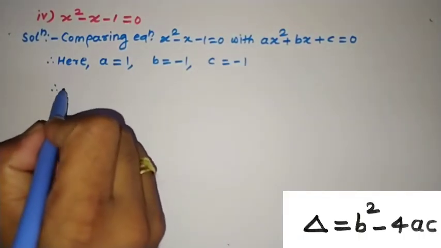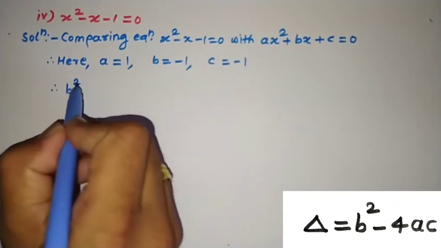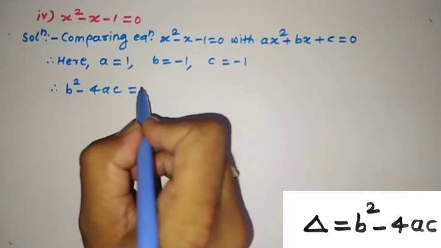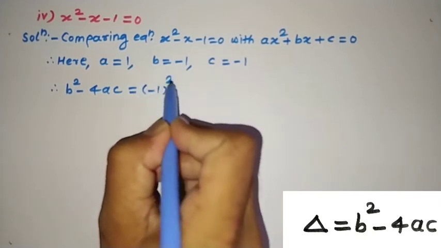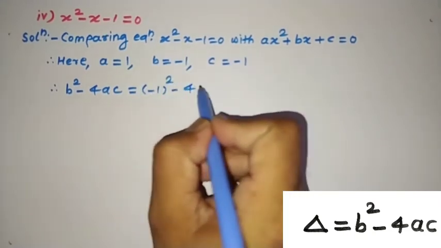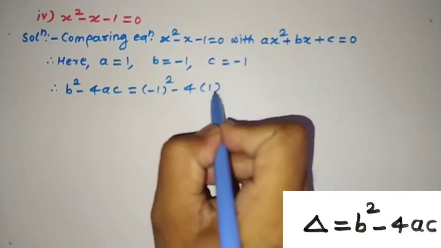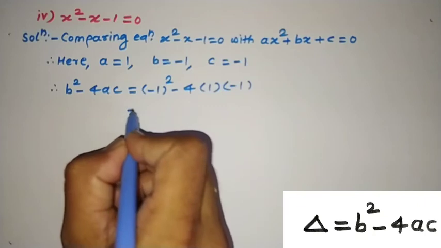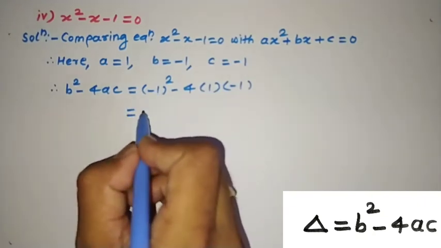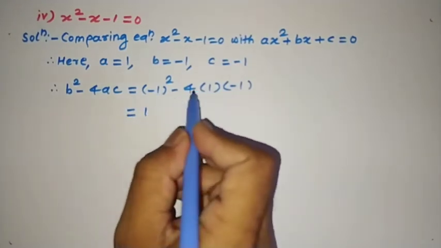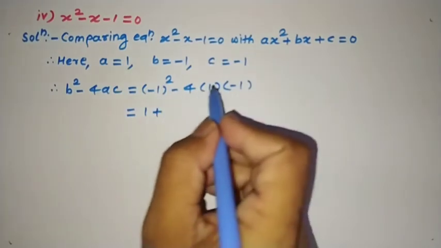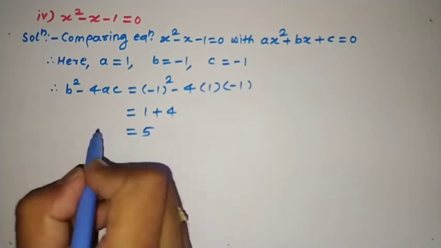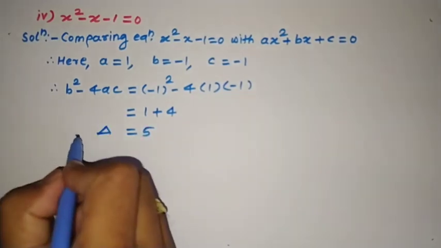Find the value of the discriminant. b square minus 4ac is equal to, the value of b is equal to (minus 1) square minus 4 into the value of a is equal to 1 and the value of c is equal to minus 1. Therefore, the square of minus 1 is equal to 1, minus minus becomes plus, 4 ones are 4, 1 plus 4 is equal to 5. The value of delta is equal to 5.